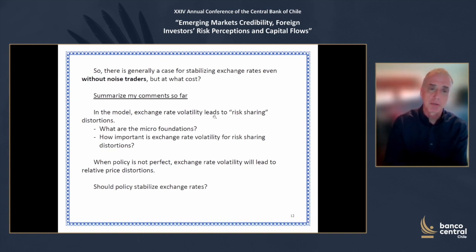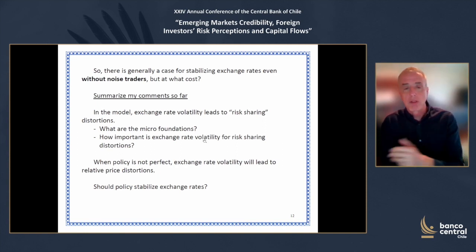All right, so to summarize my comments so far, one of the things I'm worried about is what is this risk sharing distortion? Is exchange rate volatility the reason for it? But now I've argued that, well, there's a case for stabilizing exchange rates, but should we do that?